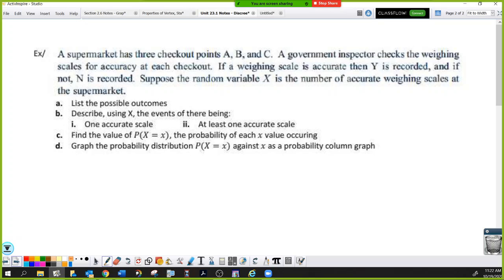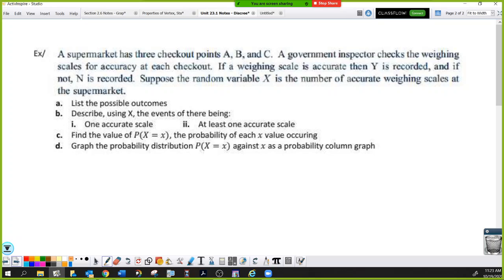A supermarket has 3 checkout points, like 3 checkout lanes, A, B, and C. A government inspector checks the weighing scales for accuracy at each checkout. If a weighing scale is accurate, then Y is recorded, I'm assuming for yes, and if not, N is recorded for no. Suppose the random variable capital X is the number of accurate weighing scales at the supermarket.